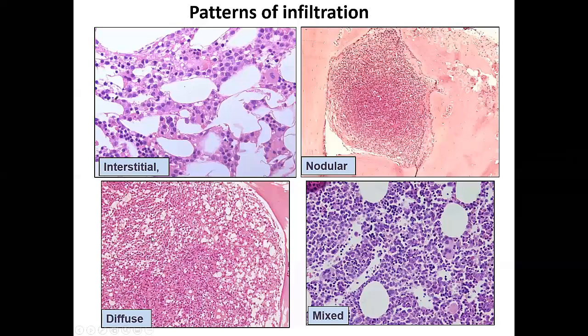Here you find that the total marrow is replaced by sheets of plasma cells. It is diffuse. Now these are the patients in whom hemopoietic reserve is not present. There is no myelopoiesis, no erythropoiesis, no megakaryopoiesis. So these patients develop pancytopenia. Mixed is that you find aggregates of plasma cells and you also find interstitial infiltrate amongst the other hemopoietic cells. That is a mixed pattern of multiple myeloma.